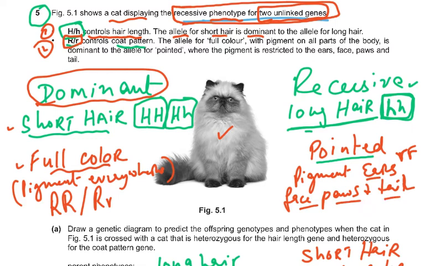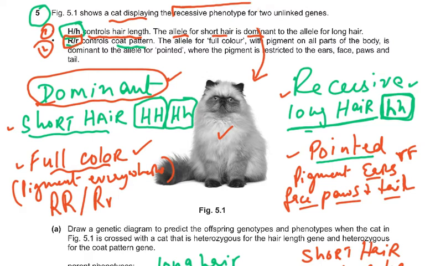So first let's get this clear. What is dominant? Dominant is short hair and full color. Dominant is short hair and full color. Recessive is long hair and pointed, and then it said in the question that this cat is showing the recessive phenotype. This picture of this cat, figure 5.1, shows a cat displaying the recessive phenotype of the two unlinked genes.